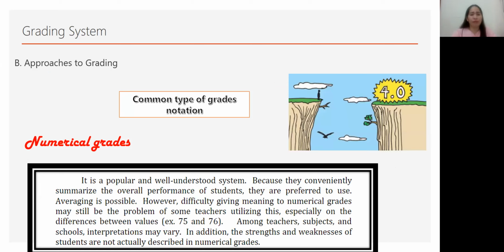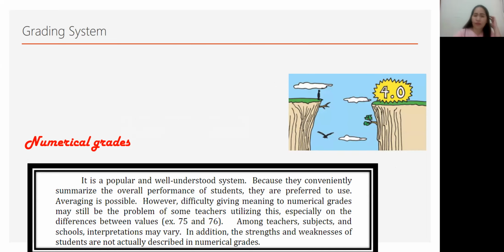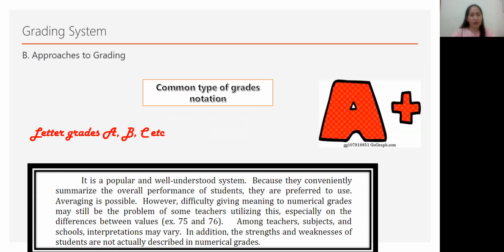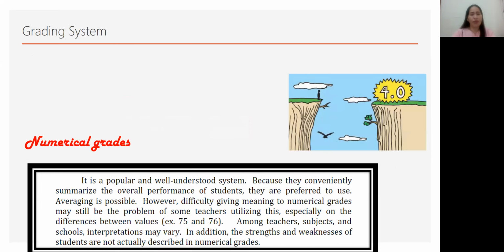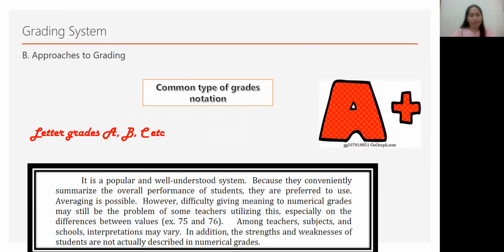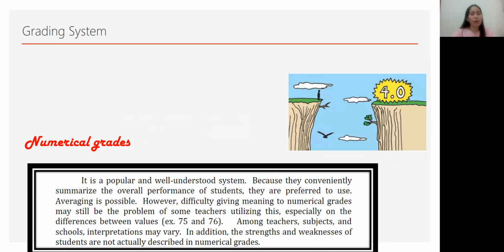Approaches to grading. Common types of grade notation. Numerical grades. It is a popular and well understood system because it conveniently summarizes the overall performance of students. Averaging is preferred when possible.